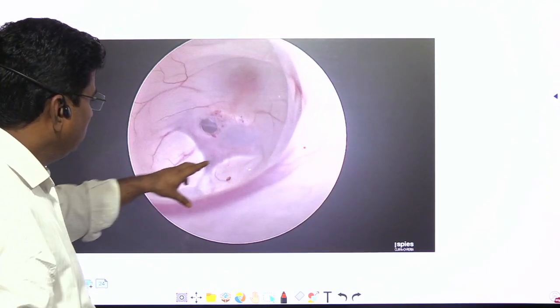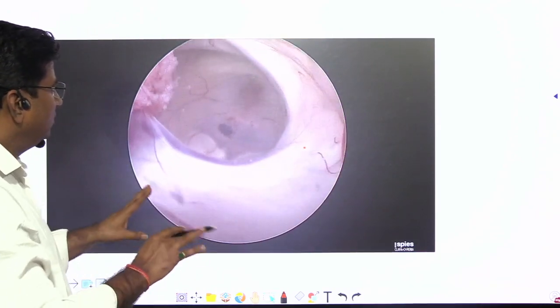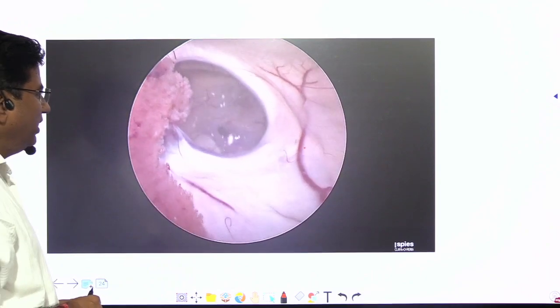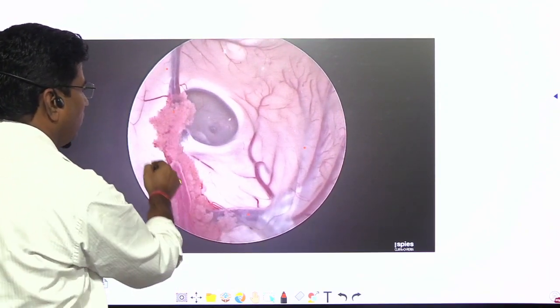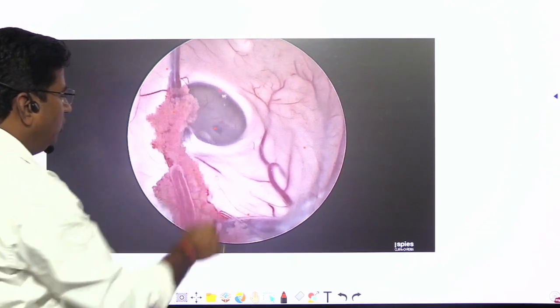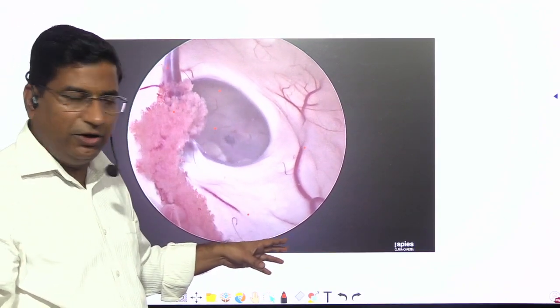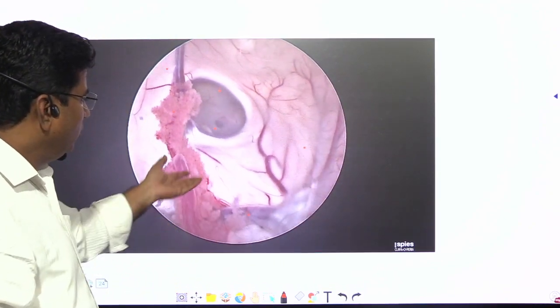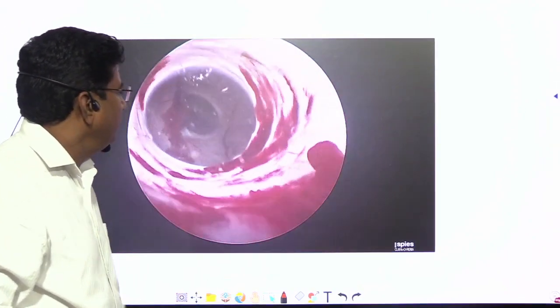There is the foramen of Monro, and still there is no bleeding. There is the septal vein. This is the thalamostriate vein. This is the choroid plexus. This is the fornix. This is the opening, the foramen of Monro. You can well appreciate these in this video, and then we go outside and close.